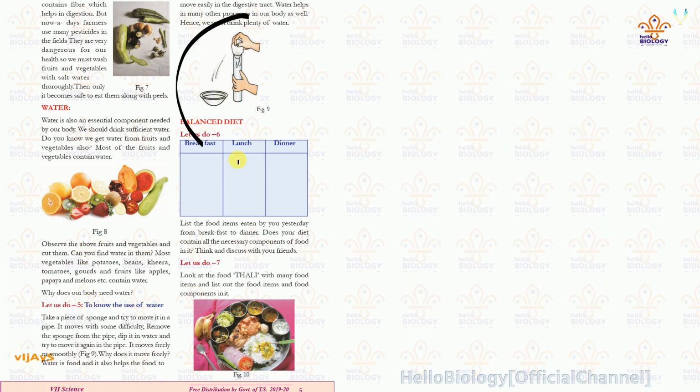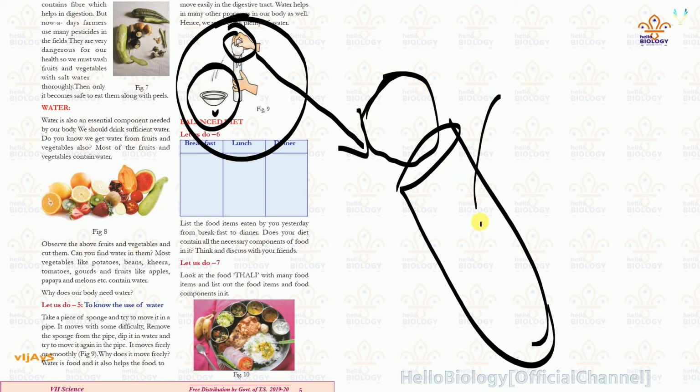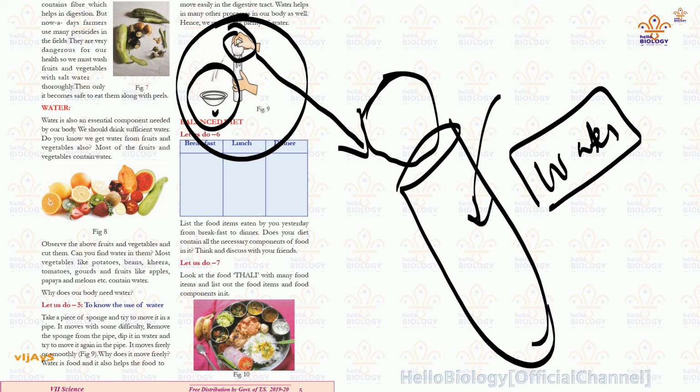A small activity is given here. Can you see? A cotton is dipped into the water. Then after that, the same cotton is put into the test tube. With the help of this cotton which is dipped in the beaker, it entered into the test tube. So water is important with respect to our daily life.